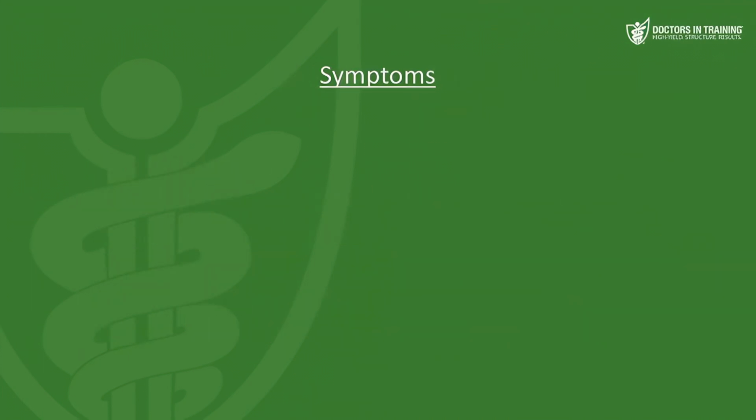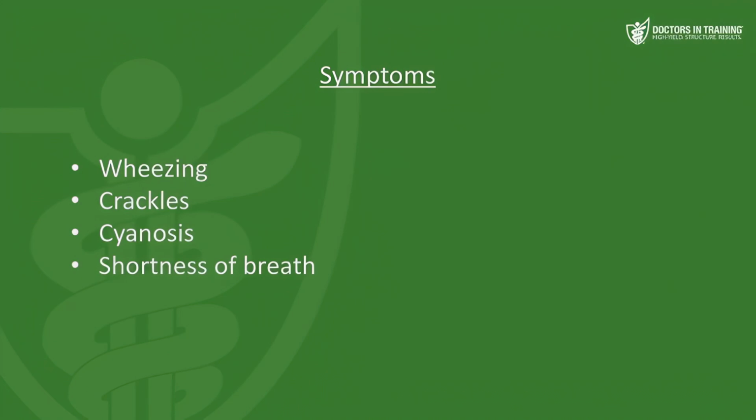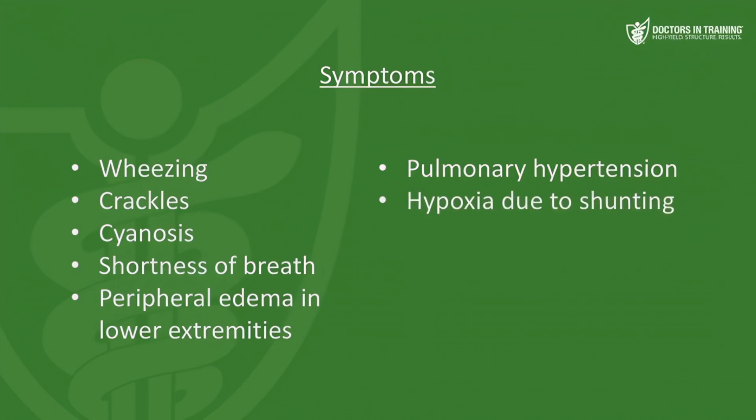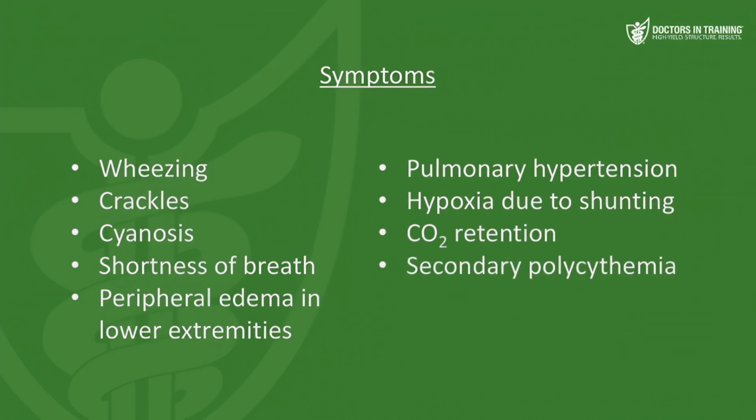The symptoms for people with chronic bronchitis are wheeze. Some will have crackles. Many of them will be cyanotic, especially if they're hypoxic. They have shortness of breath. They'll develop peripheral edema in the lower extremities. Some will develop pulmonary hypertension, hypoxia due to shunting. They'll have carbon dioxide retention, and they'll develop secondary polycythemia.